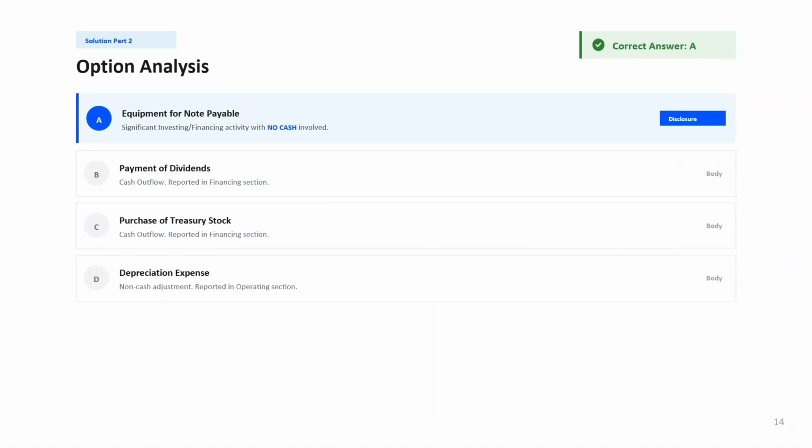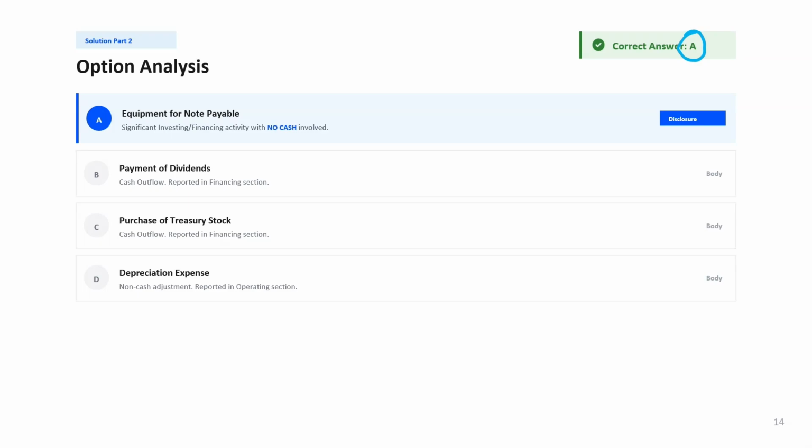Okay, here finally you can see the correct answer, which is A. All right, just do it A. Okay. So now let's analyze the options using our golden rule. So what did option A say? It was acquiring an equipment by issuing a note payable.